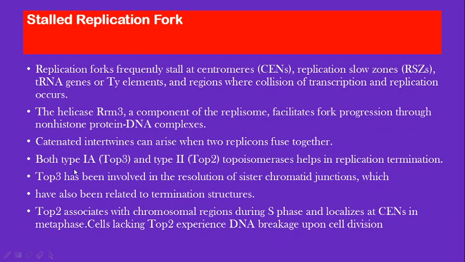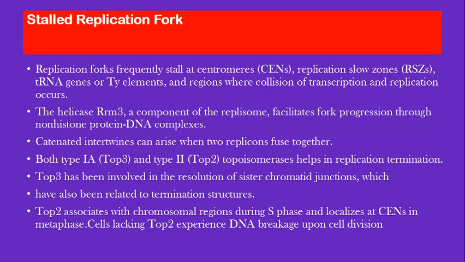So termination ultimately triggers the removal of the replisomes by ATPase P97. That enzyme ATPase P97 is the enzyme which will remove the replisomes. So two replisomes are there. One will be on the leading strand and one will be on the lagging strand.